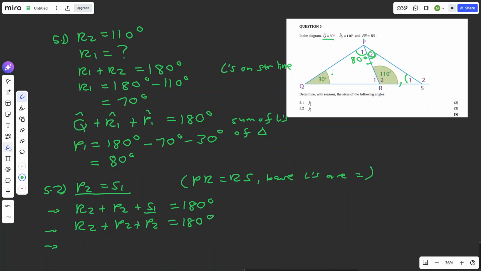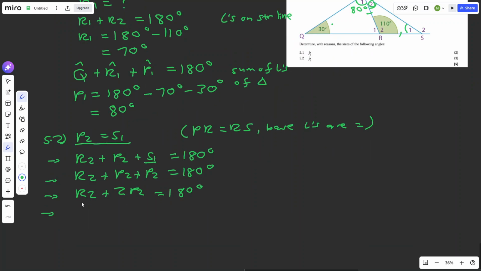Now we'll have R2 plus 2P2 is equal to 180 degrees. And then we want to find P2. So we'll have 2P2, then we transfer R2 to the other side. R2, we know, is 110 degrees. So we'll have 2P2 is equal to 180 minus 110 degrees. So now this is equal to 70 degrees.